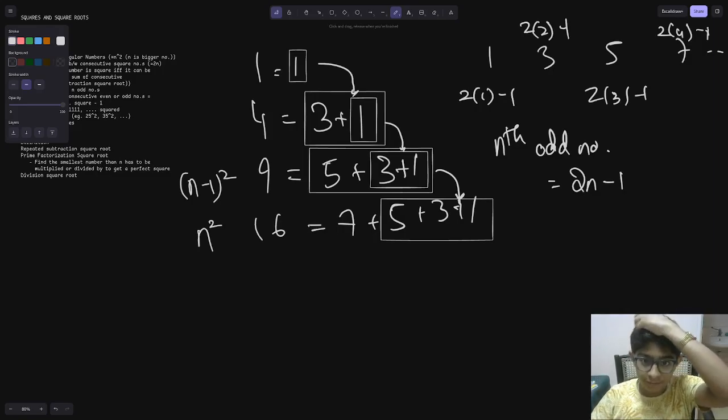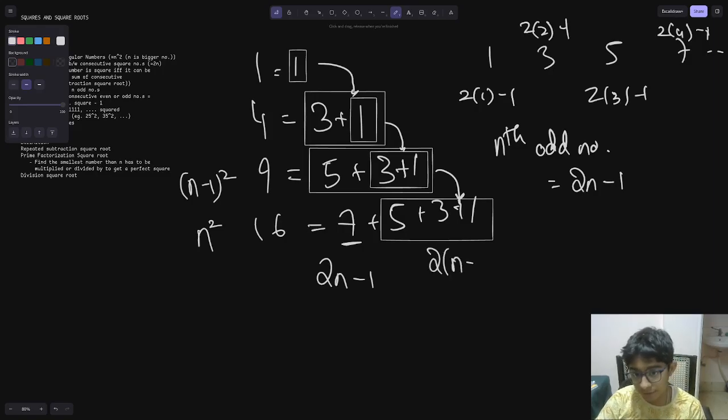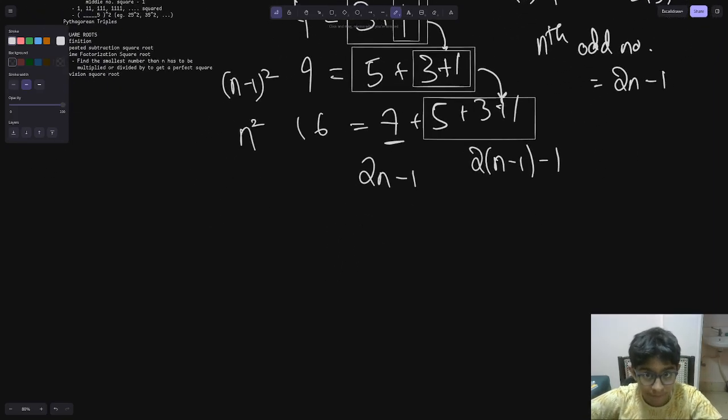Which odd number is this? This is the fourth odd number, and this n is equal to 4 here, right? So this is the nth odd number, which is 2n minus 1, and this is the n minus 1th odd number, which is 2 into n minus 1 minus 1. Do you agree with me till here? I hope so.